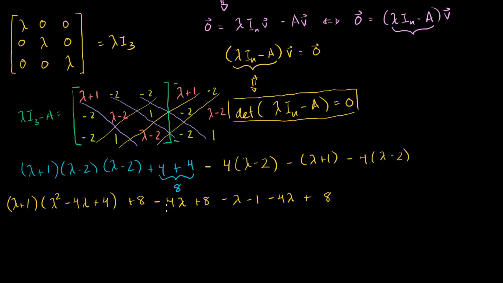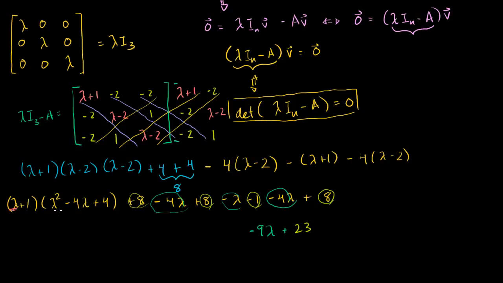And then let me simplify this up a little bit. So this guy over here, let's see, constant terms, I have an 8, I have a minus 1, I have an 8, and I have an 8. So that's 24 minus 1. So that is a 23. And then the lambda terms, I have a minus 4 lambda, I have a minus lambda, and I have a minus 4 lambda. So it's minus 8 minus 1, so I have minus 9 lambda. Minus 9 lambda plus 23.